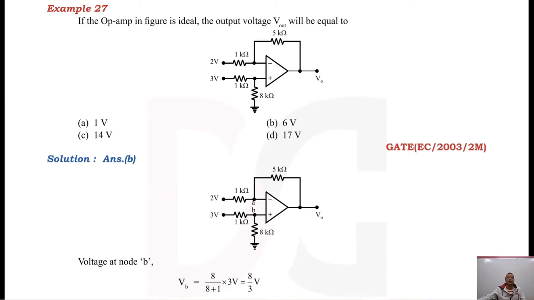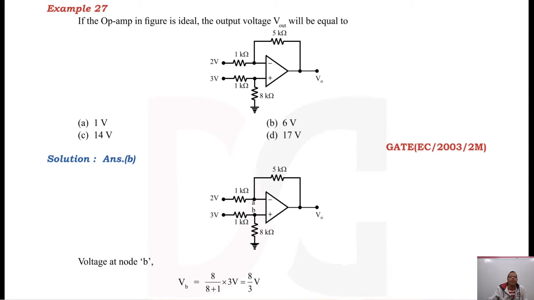Now let us see the examples based on the difference amplifier. Here the first circuit is a single op-amp with the difference input voltage applied. At the inverting terminal we have 2 volt applied, and at the non-inverting terminal it is 3 volt. So we have to find the output voltage of this circuit.